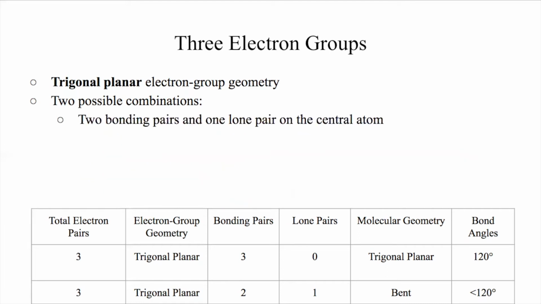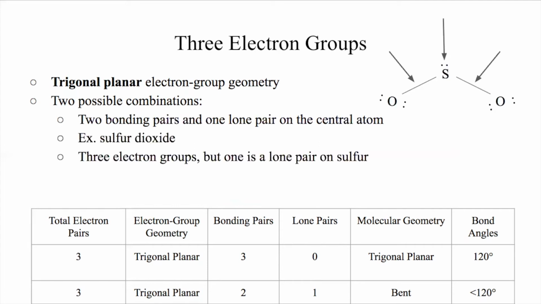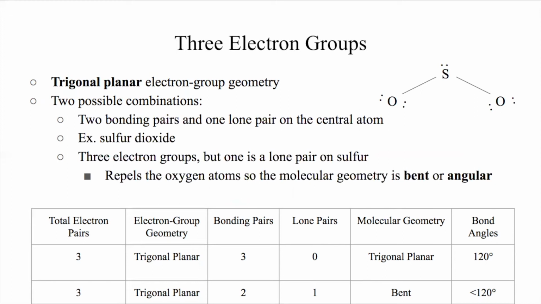The second possible molecule with 3 total electron groups has 2 bonding pairs and 1 lone pair on the central atom. For example, sulfur dioxide. Though this molecule has 3 electron groups, just like formaldehyde, one of those groups is a lone pair on the sulfur atom. This lone pair repels the oxygen atoms with their many electrons, which pushes the molecular geometry to be bent or angular. This means that the bond angles will be less than 120 degrees.